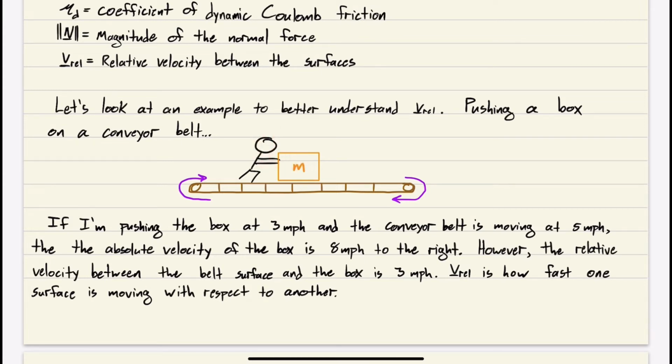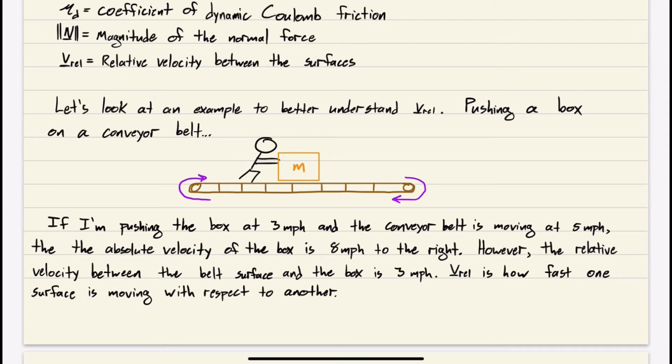So if I'm pushing the box at 3 miles per hour to the right, and the conveyor belt is moving at 5 miles an hour, then the absolute velocity of the box is 8 miles an hour to the right, right? I'm pushing 3 miles an hour, but I'm also standing on the conveyor belt, which is going at 5 miles an hour. So in total, I'm going 8 miles an hour, right?